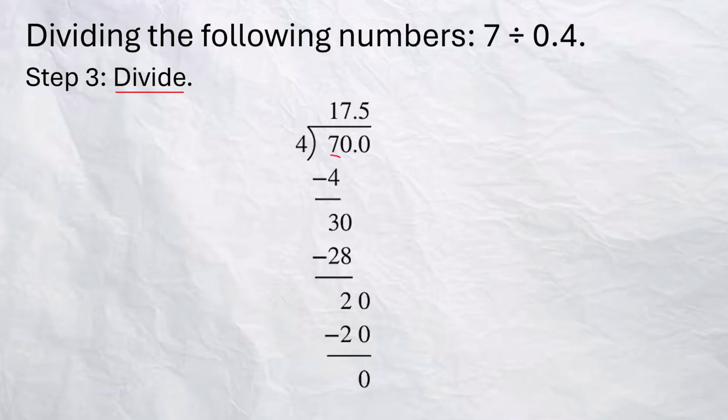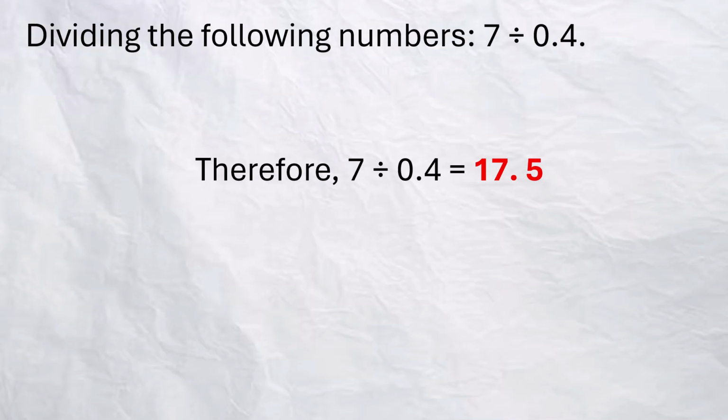So 7 divided by 4 is 1. 1 times 4 is 4. 7 minus 4 is 3. And then bring down 0. 30 divided by 4 is 7. 7 times 4 is 28. 30 minus 28 is 2. And then since we still have a remainder, we can add another 0. And then bring down 0. 20 divided by 4 is 5. 5 times 4 is 20. 20 minus 20 is 0. So therefore, the quotient that we got is 17.5.